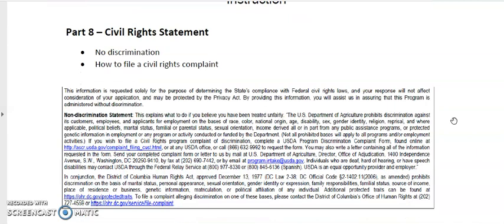Part 8 is the Civil Rights Statement. It's basically saying that under no circumstances do we discriminate. However, there are instructions to file a civil rights complaint if anything were to happen. There are instructions for doing it online, at a USDA office, or by calling, and then there's also an email listed.